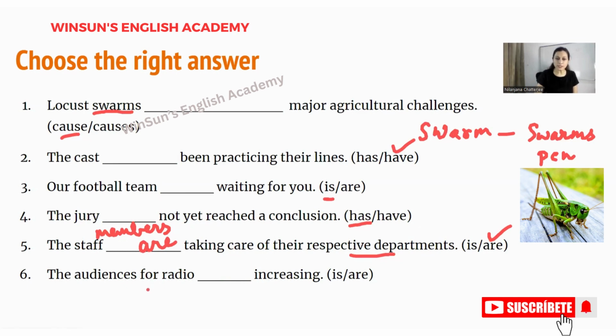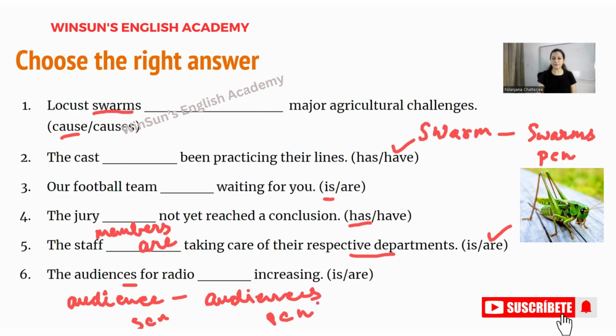Next, the audiences for radio, audiences means more than one, plural collective noun. What is the singular collective noun? Audience, right? Audience is singular collective noun. So we have audiences. So this is plural collective noun. Okay. Therefore, it will take the plural. Oh, the audiences for radio are increasing.